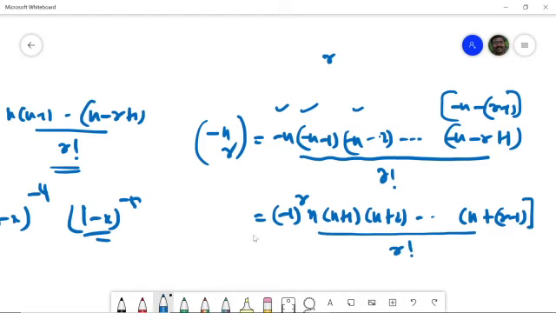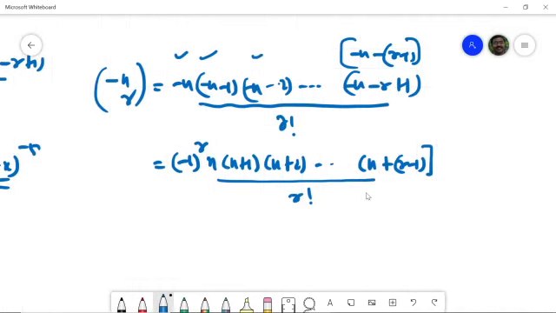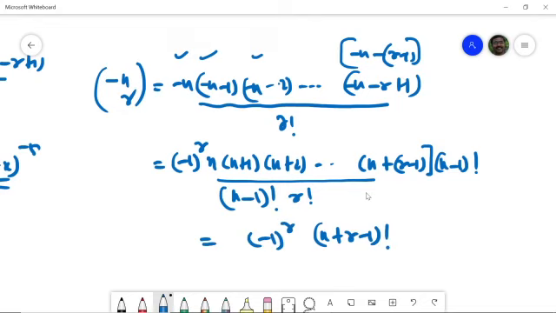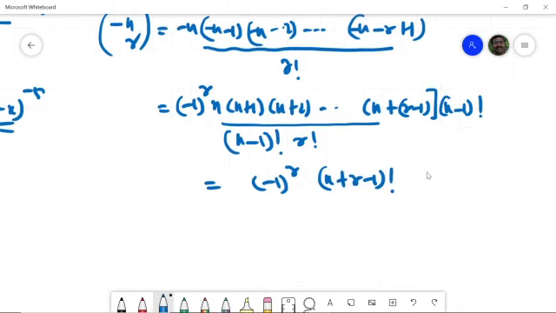I can even rewrite this in terms of factorials. You can see that n + r - 1 is there, n + r - 2 would be there, n + 2 would be there, n + 1 would be there, till n is there. If I introduce (n - 1) factorial in the numerator and denominator, what will I get? We will get (-1) raised to r, (n + r - 1) factorial divided by r factorial into (n - 1) factorial, or in other words, this is nothing but (-1) raised to r times (n + r - 1)Cr.